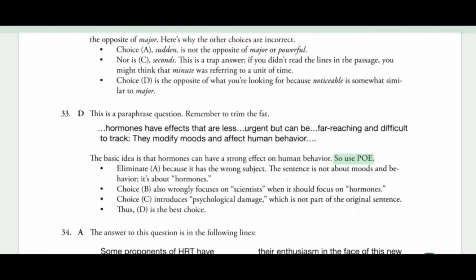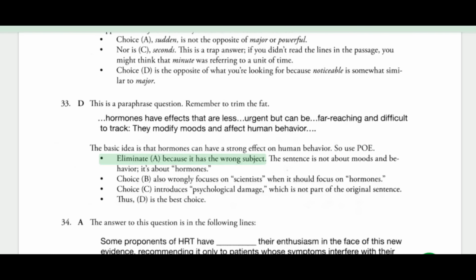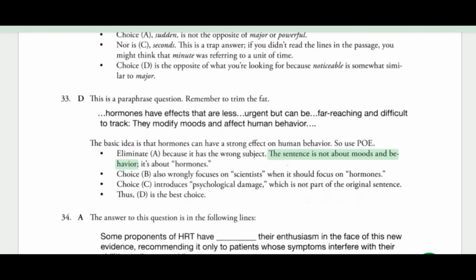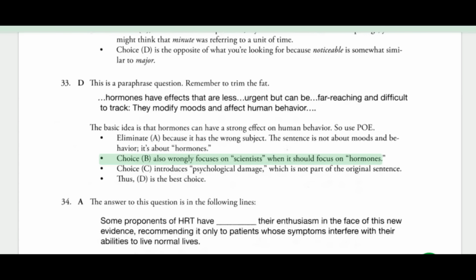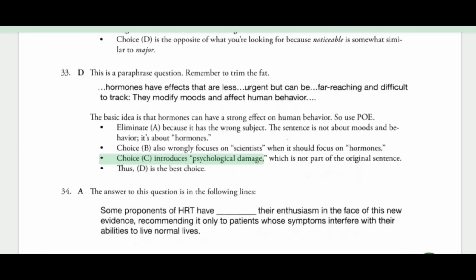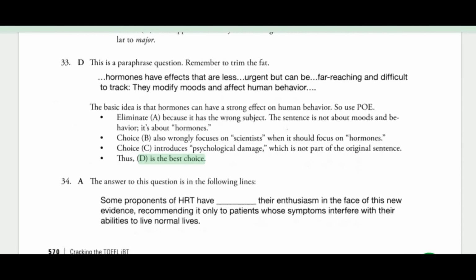So use POE. Eliminate A because it has the wrong subject. The sentence is not about moods and behavior. It's about hormones. Choice B also wrongly focuses on scientists, when it should focus on hormones. Choice C introduces psychological damage, which is not part of the original sentence. Thus, D is the best choice.